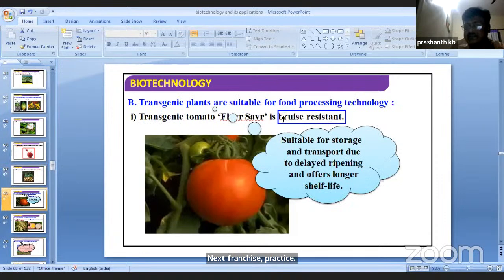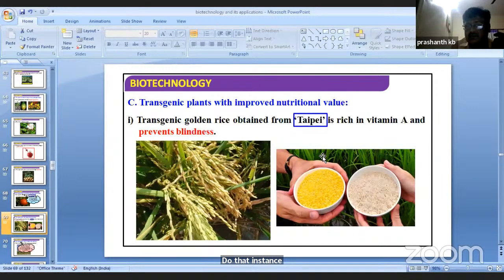Next one. This is resistance to. It comes in strategies for enhancement of food production. We studied tomato, bruise resistance. See, there is no infection. Patches are not there. If patches are there, it is called bruise resistance. Next, these are the transgenic rice. You know Taichung, IR8 variety, International Rice Research Institute. So these are the hybrid varieties. Prevents blindness.